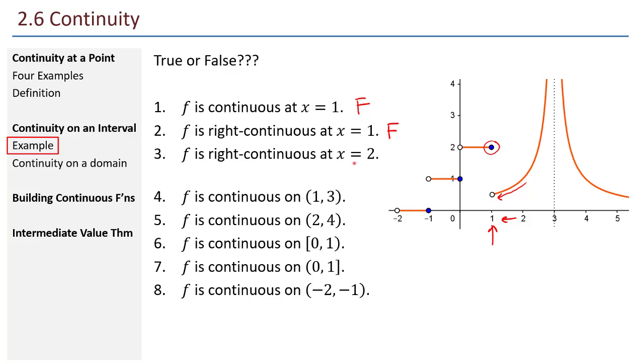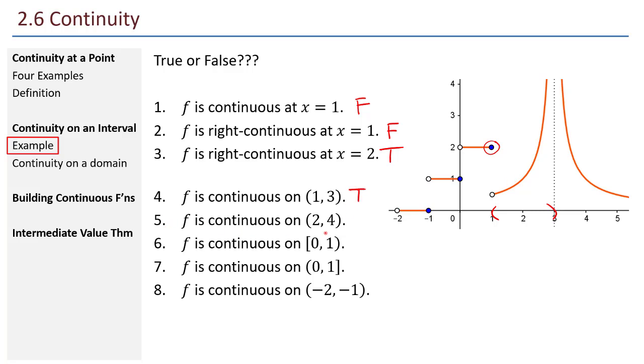3. Is it right continuous at x equals 2? Yes, it's continuous at x equals 2, so certainly it is right continuous at x equals 2. Number 4, f is continuous on the interval from 1 to 3. Yeah, because in that open interval, the function is defined at any x value in there, and the function is nice and smooth, so yes, true.